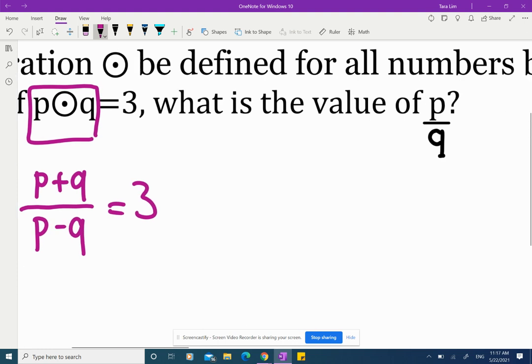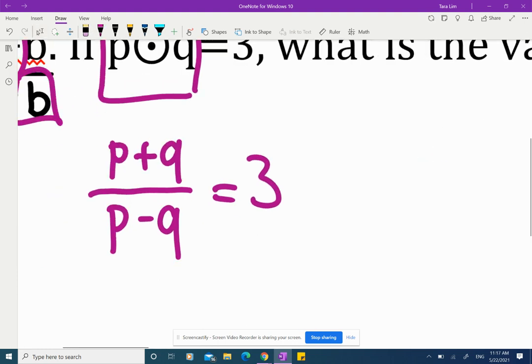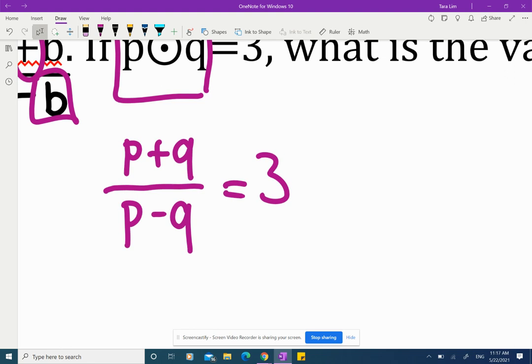Now, we want to know the value of p over q. But how do we do that? Because we only know one number and we're given two unknown numbers. How do we do this?